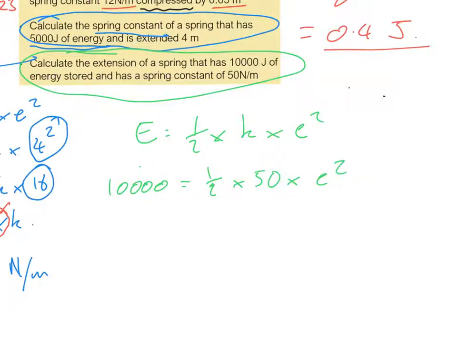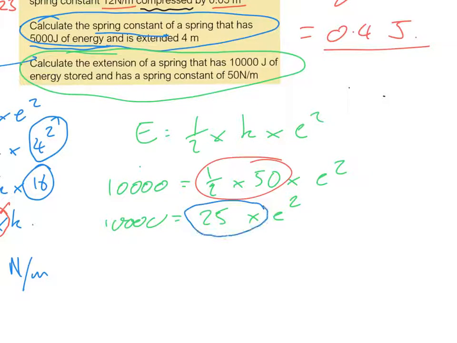Here we're going to simplify. So 10,000 equals half times 50, which is 25, times e squared. Now, we're going to leave e squared on its own first. We're going to get rid of times 25, and that cancels that out.